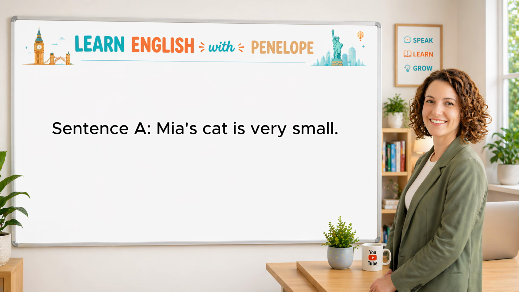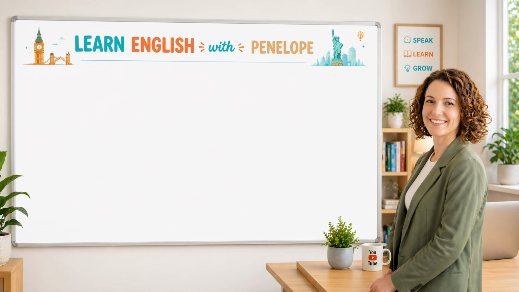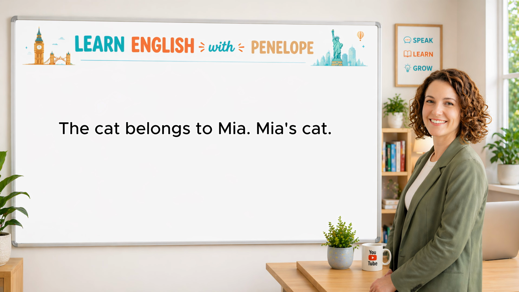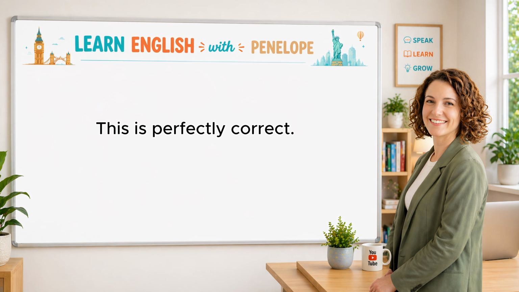Sentence A. Mia's cat is very small. Is this correct? Yes. Mia apostrophe S cat. The cat belongs to Mia. Mia's cat. This is perfectly correct. Well done if you said yes.